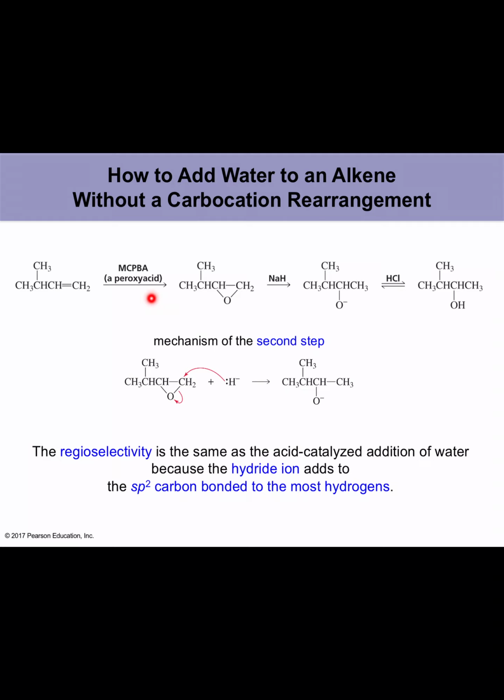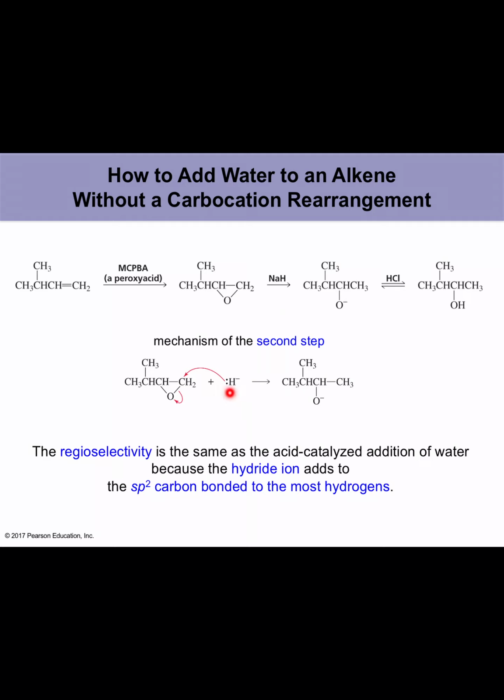Okay, meta-chloroperoxybenzoic acid, a peroxy acid. When you add the peroxy acid, the alkene will become an epoxide. And then you add another base, sodium hydride, H minus. So this is what happens. So this is the mechanism for this step. Sodium hydride, sodium is plus, and the hydrogen would be the hydride.